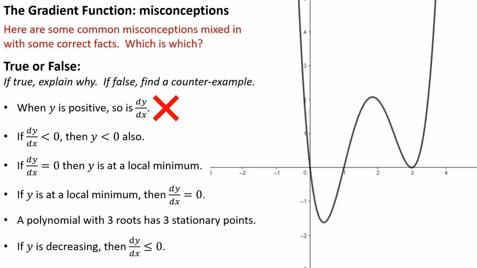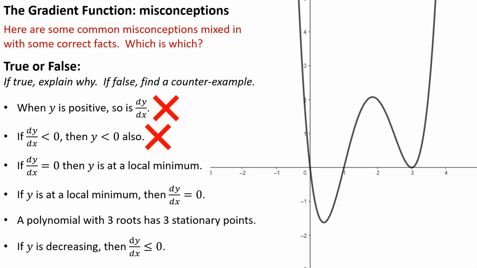If dy/dx is less than 0, then y is less than 0 also. This one is also false for similar reasons. Essentially, what it's saying is if you've got a negative gradient, then you must be below the axis. But that's not quite true. That's a bit like saying if you're moving downwards, you must be below sea level. It's not necessarily going to be the case. If you move downwards for long enough, then eventually you're going to get below sea level. If you're spending more than you're earning, eventually you'll be in debt. But that doesn't necessarily mean you are automatically.